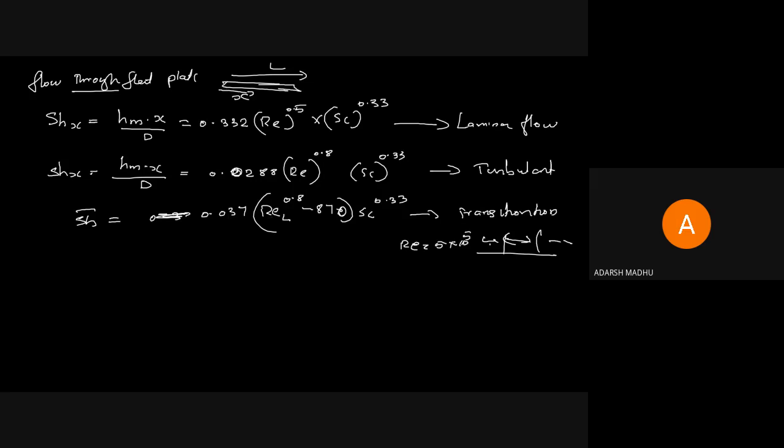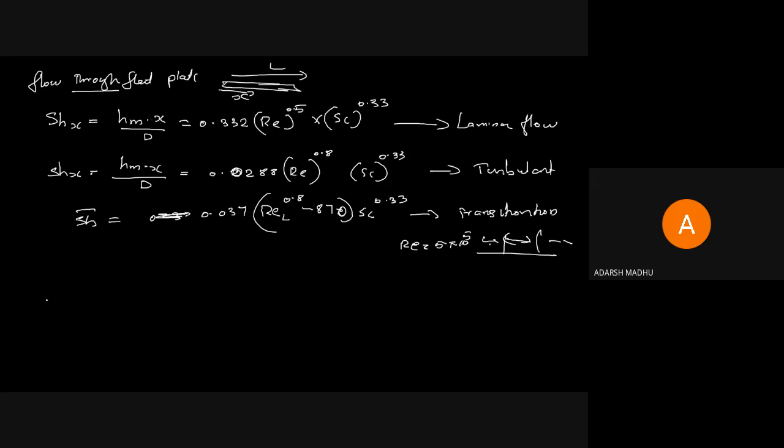Whether we find the RE value or the SC value, by using this equation you can find the SH value, and by using SH equal to HM into X by D, you can also find the HM values. That is the method to find the mass transfer coefficient HM. Okay, this is flow through pipe.